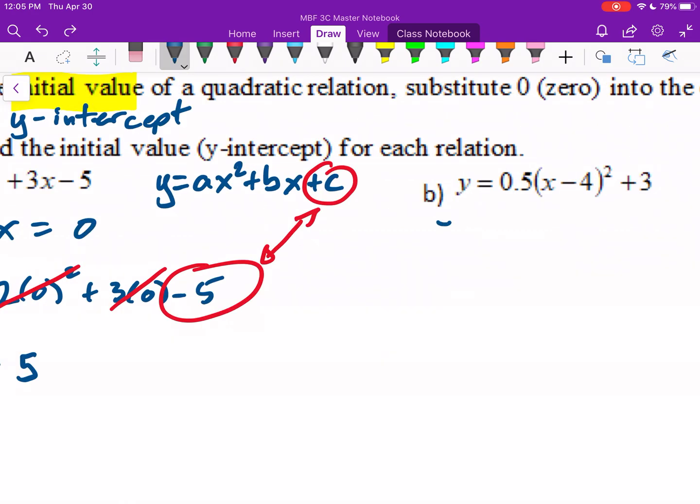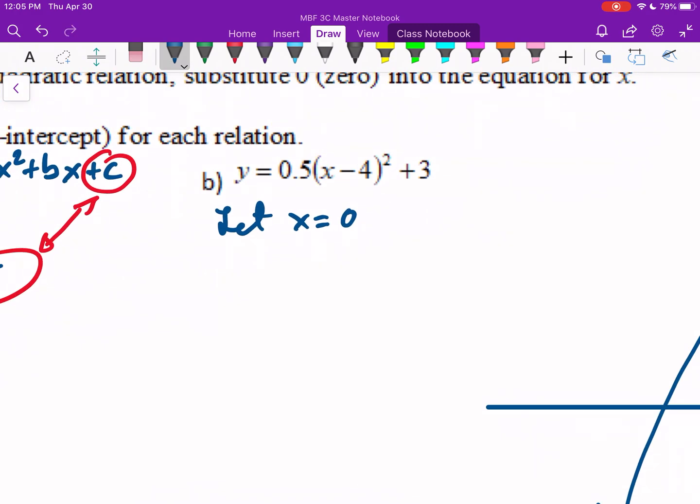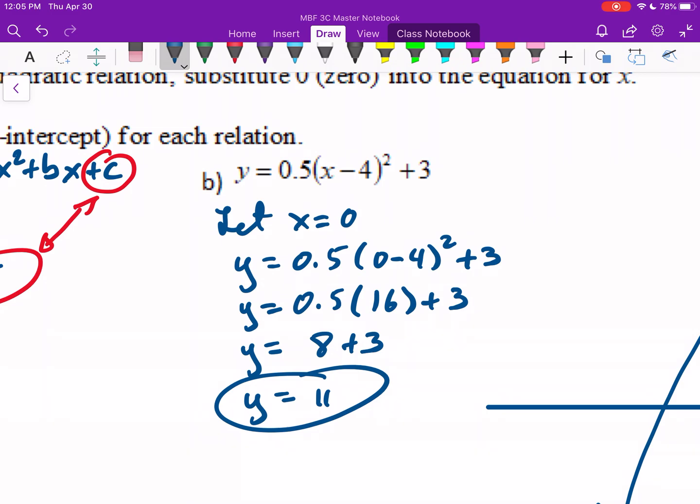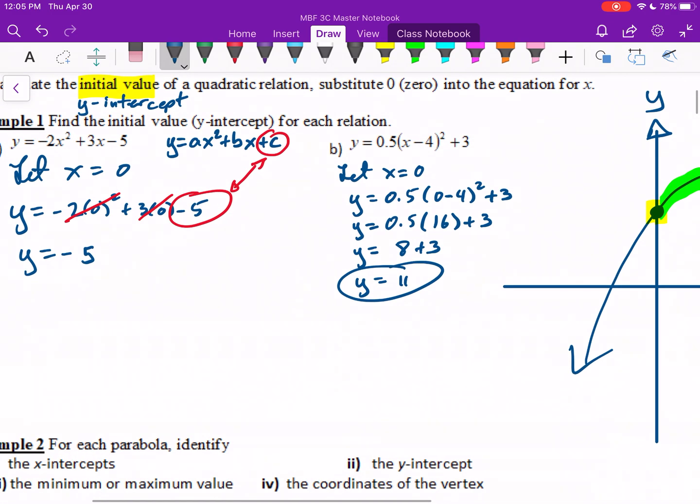Let's do it in blue. Let x equal 0 and work it out. It takes a bit more work. Not a lot, just a little bit. And again, following order of operations, 0 minus 4 is -4. -4 squared, anything squared is positive, so it becomes +16. Then I multiply by the 0.5, order of operations. That gives me 8. Then I add 3. Again, it's not a lot of work, but it is a few more steps. The initial value in this case is 11.